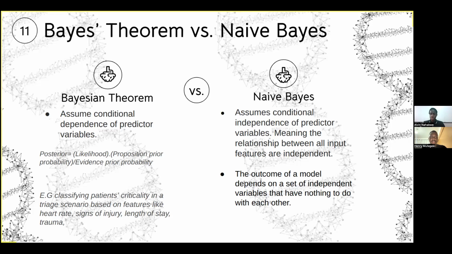And what this simply means is with the Bayesian theorem, the different features can actually have implications or dependencies on each other. So an example would be when classifying the criticality of a patient in our triage scenario, based on features like heart rate and signs of injury or length of stay. These very features that we're using could actually have conditional dependencies on each other. So maybe signs of injury could actually in turn affect the length of stay of a patient. Whereas for the naive Bayes, it strongly considers that these different features under study are actually independent.